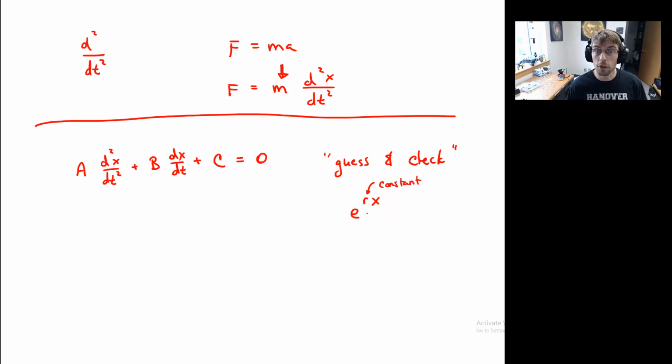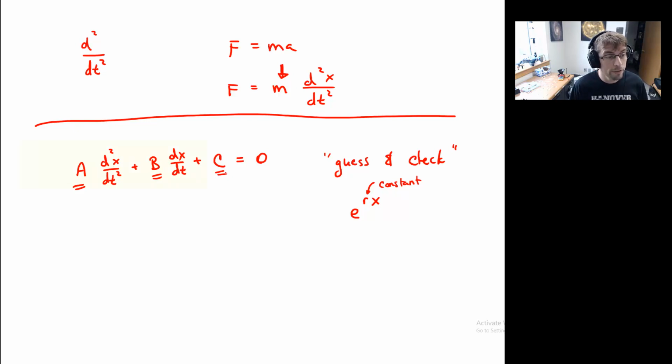Okay. And so the thought process goes like this. We are going to guess a solution in the form e to the rx. And after guessing that solution, we are going to construct what r has to be in terms of our constant coefficients in order for the guessed solution to work. So we're going to guess e to the rx and then find out what r has to be in terms of a, b, and c in order for the solution to be correct. Okay? So let's go ahead and do that.